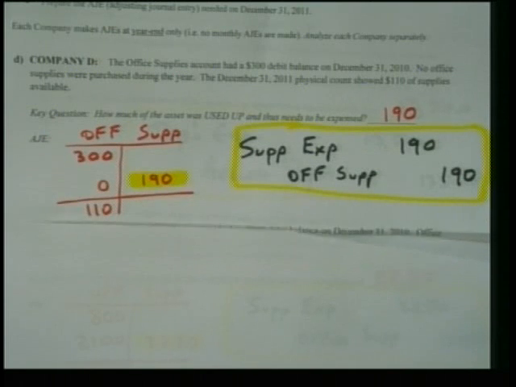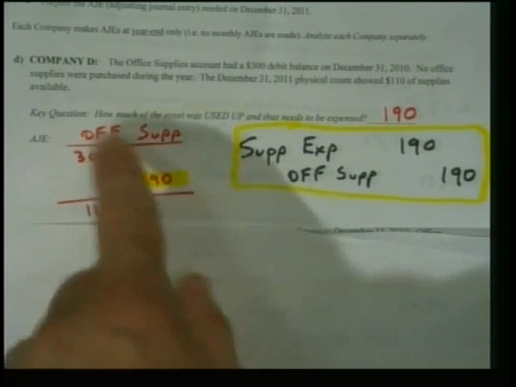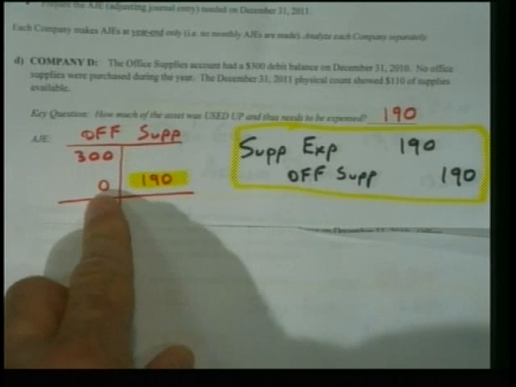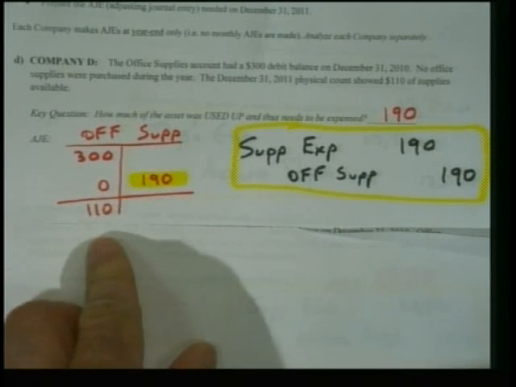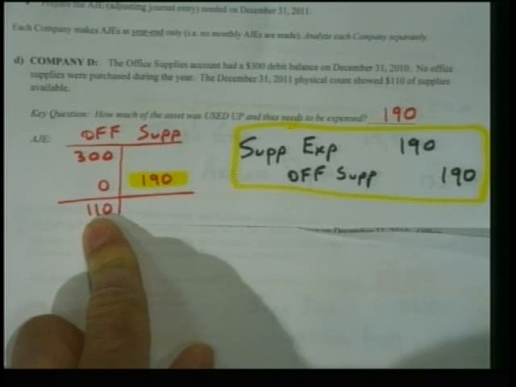All right. The office supplies account had a $300 debit balance on December 31st, 2010. No office supplies were purchased during the year. The December 31, 2011 physical count showed 110 of supplies available. How much of the asset was used up and thus needs to be expensed? Did you get 190? Okay. And if you want, you can do a little T account. We had 300 to begin with. We didn't purchase any, so I put 0 there. And then they gave us the ending amount of 110, right?